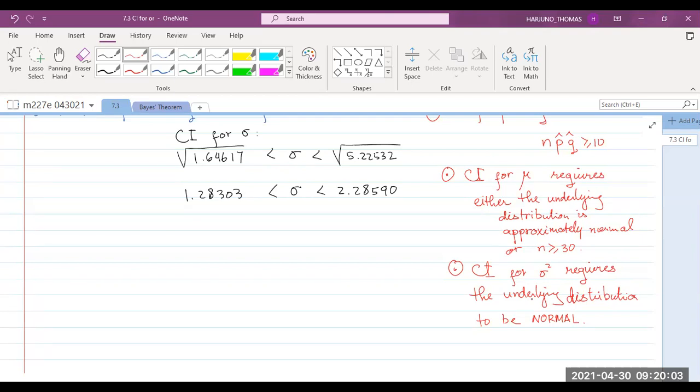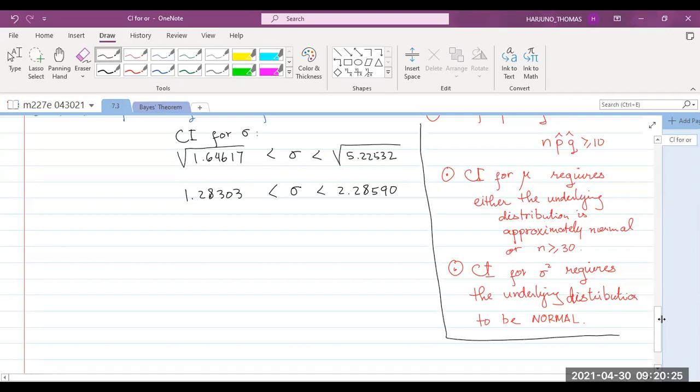Any departure, any deviation, even if the distribution is just slightly not normal, then the procedure we use here is not usable.